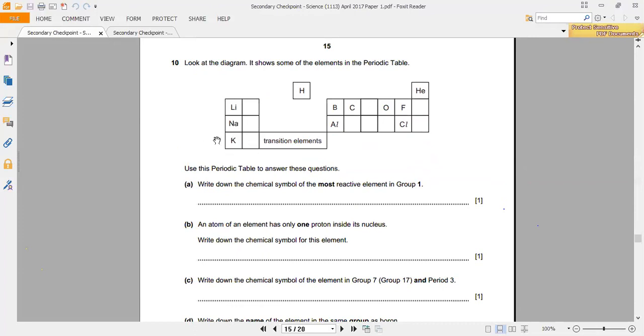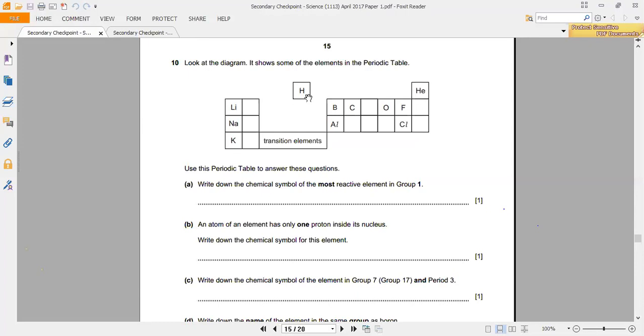The reactivity, of course, group number A is known as the alkali metals, okay? And the activity increases as we go down the group. So the most reactive element in this group is potassium, which is symbolized by the letter K. Number B, an atom of an element has only 1 proton inside its nucleus. Write down the chemical symbol for this element. Of course, it's hydrogen, okay? Because actually it's named hydrogen proton.